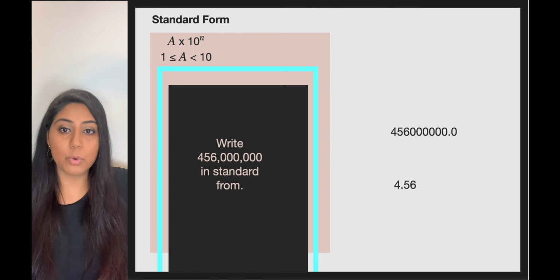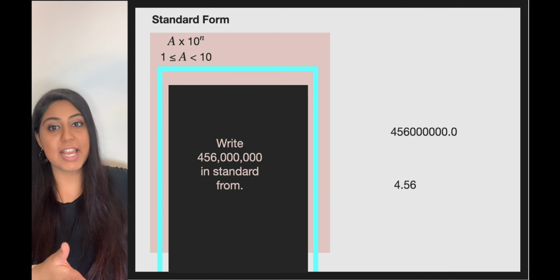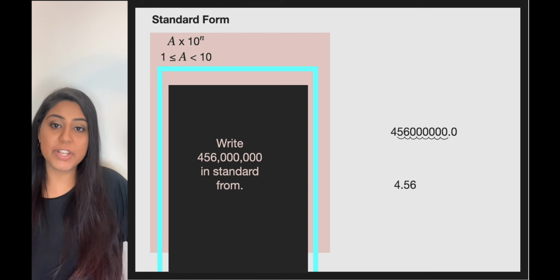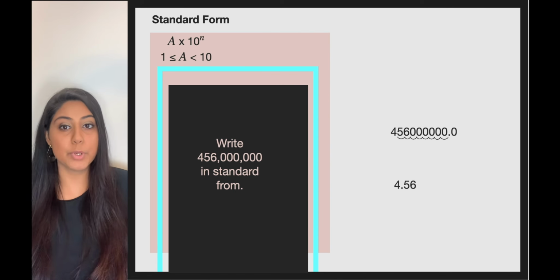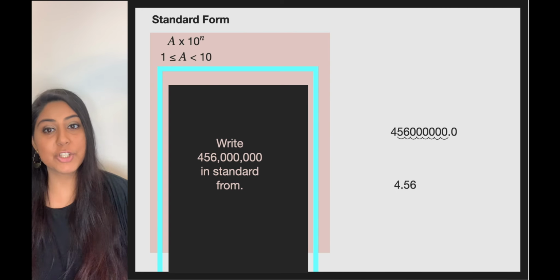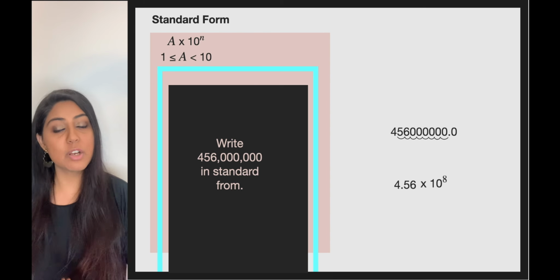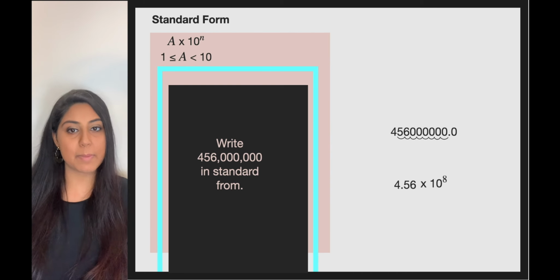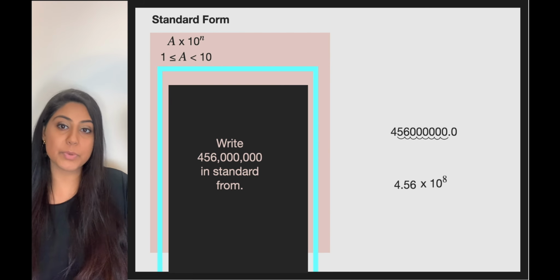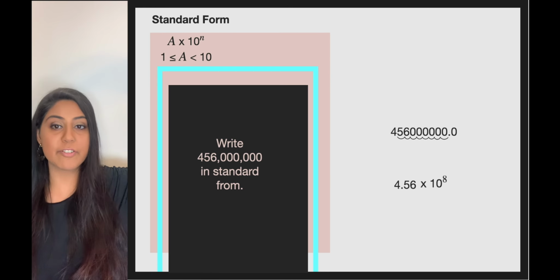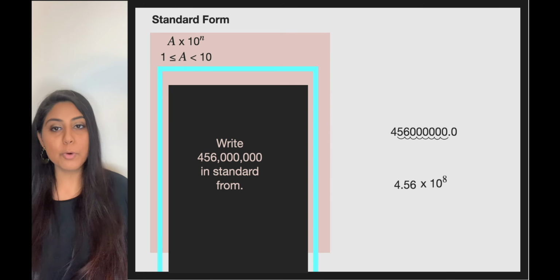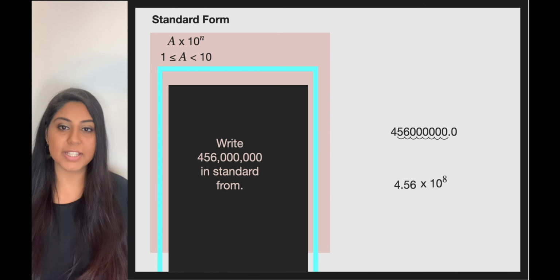But what happens to all the extra zeros and the 5 and 6 at the end that I kind of ignored? Well, that's where the times 10 comes in. So all I need to do is figure out how many decimal places I moved to go from the end into between the 4 and the 5. And I've moved it along 8 places. So the answer would be 4.56 times 10 to the power of 8. Because my decimal point was at the end of the number, and I've moved it 8 places along to go between the 4 and the 5. So it would be 4.56 times 10 to the power of 8.